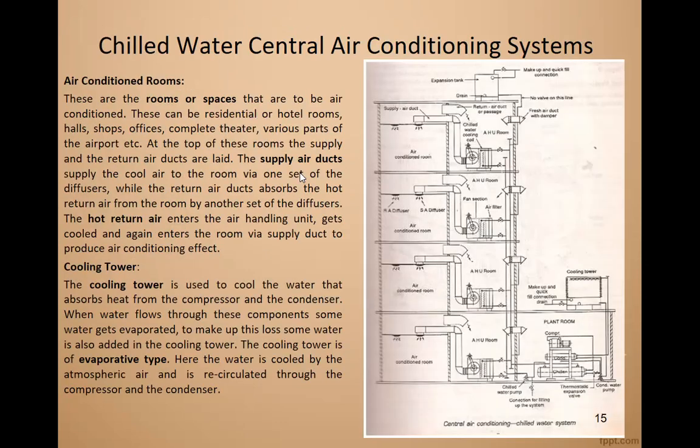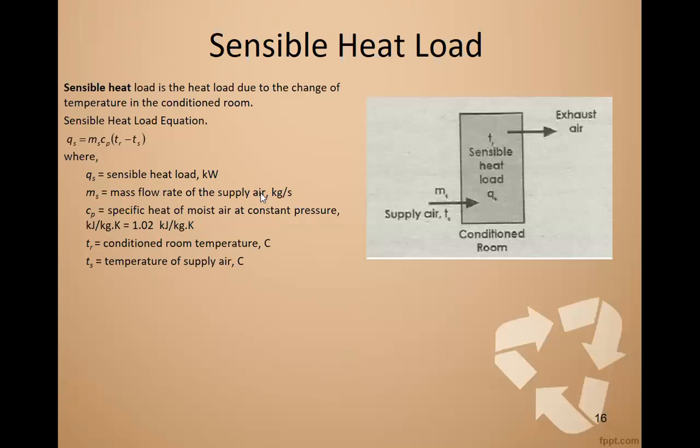So dito tayo sa mga calculations kasi kailangan ito sa board exam. The sensible heat load is the heat load due to the change of temperature in the conditioned space, di ba? And the sensible heat load equation is Qs = ms × Cp × (Tr − Ts), where Qs is the sensible heat load, ms is the mass flow rate of the supply air, kilogram per second, Cp is the specific heat of moist air at constant pressure, yan, 1.02 kilojoule per kilogram Kelvin, hindi 1.0. Tr is the room temperature, Ts is the temperature of supply air. At testing, makukuha mo yung temperature in and out, gamitan mo ng gauge o sensor. Then mass flow rate, makukuha mo yun sa velocity at density. So yung heat load, makukuha mo na.